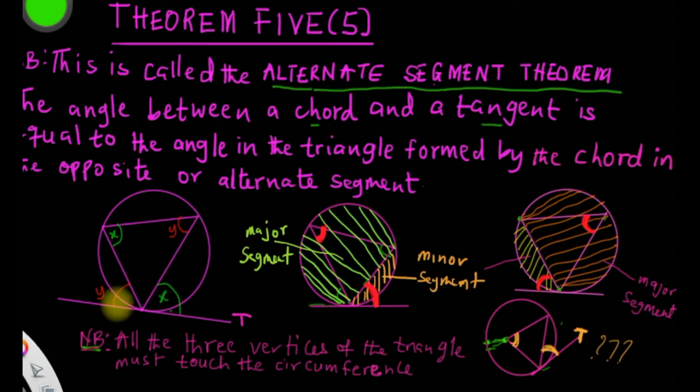Sorry, the angle between what? A tangent and a chord is always equal to the angle in the triangle formed by what? Formed by the chord in the opposite or alternate segment.